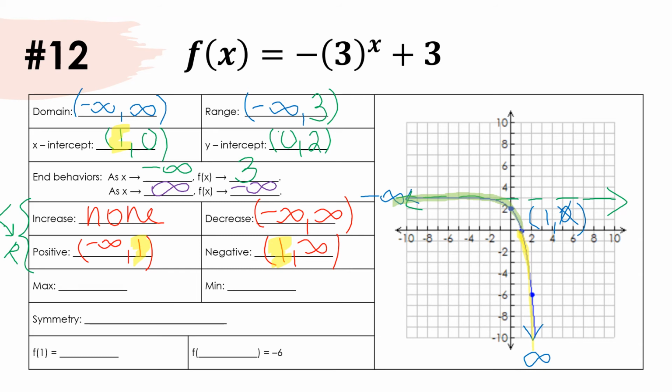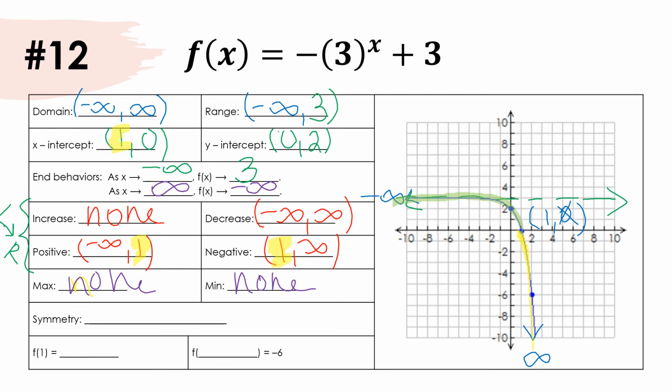All right, maximum. There is no maximum point. Don't say 3, because it never reaches 3, and that's not a physical point. So there is no maximum. And likewise, there is no minimum. Negative infinity is not a minimum. Yes, it goes down forever, but a minimum has to be a physical point. It has to be a place where your graph changes from decreasing to increasing, and that never happens because it never changes direction.